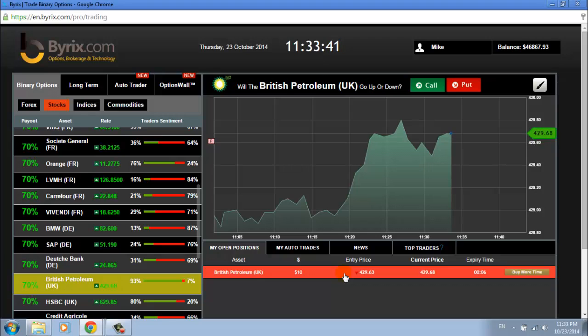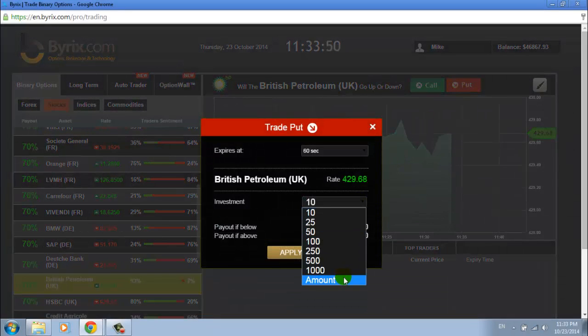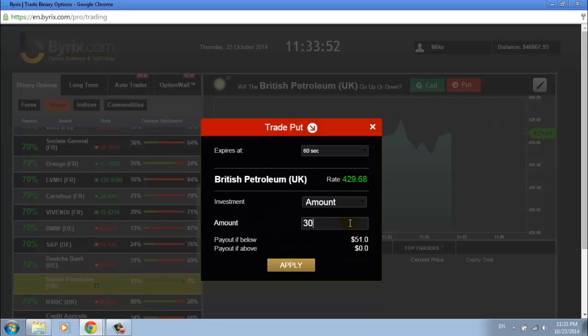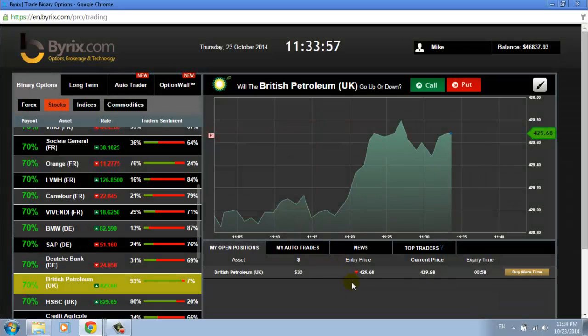Five seconds left in that trade. It looks like it's going to be an unprofitable trade. Let's wait and see. All right, it was an unprofitable trade. Click on the put button once again. Click on the amount, choose $30 because that's the strategy. Click apply and now we got the position open.